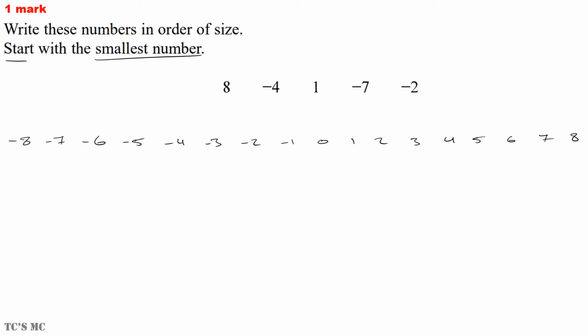Now I can start with the smallest number, so from the left I can see the smallest one is -7, then -4, then -2, and then 1, and finally 8. You must have all the numbers in the correct order for the 1 mark.